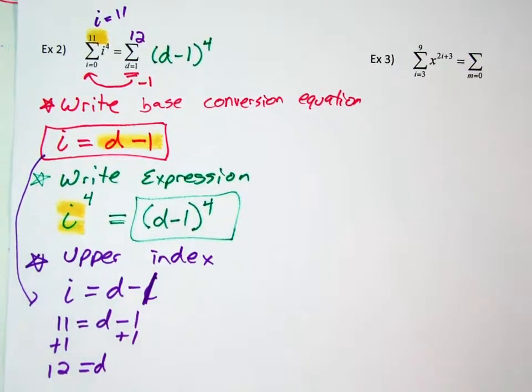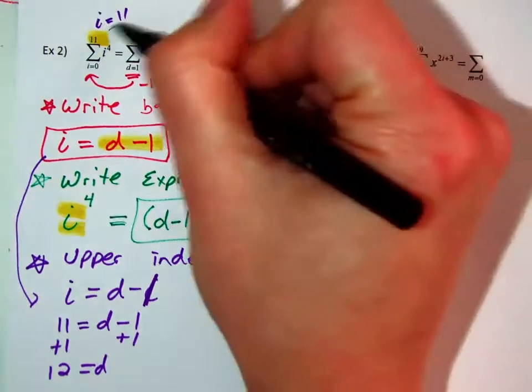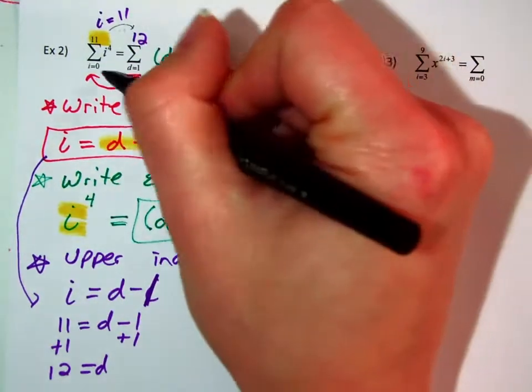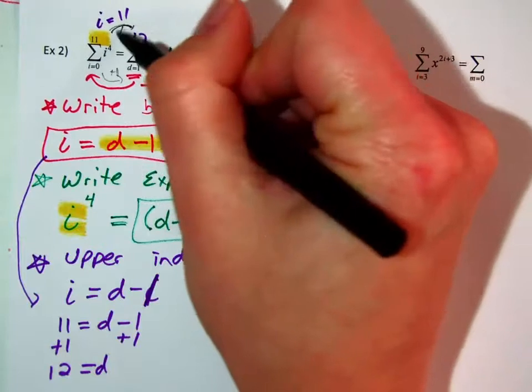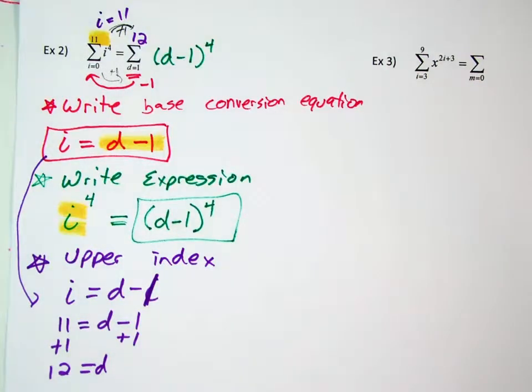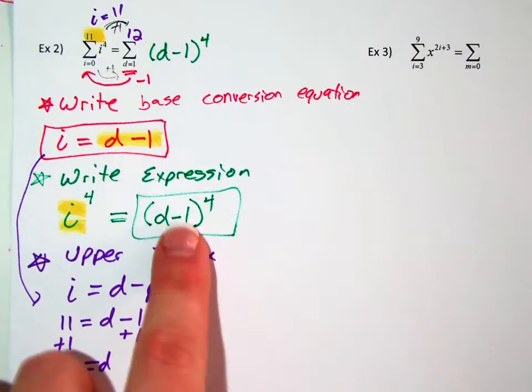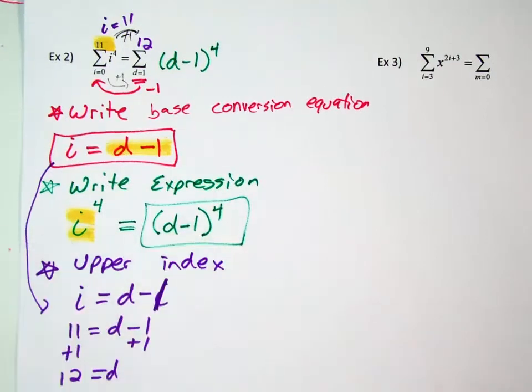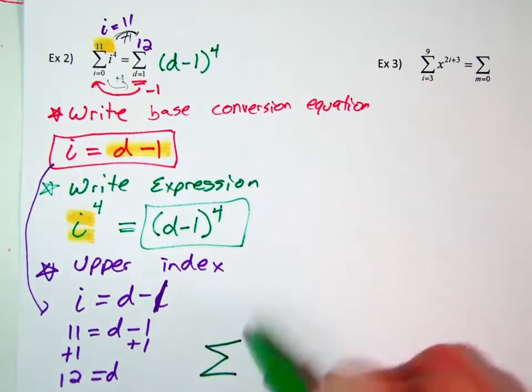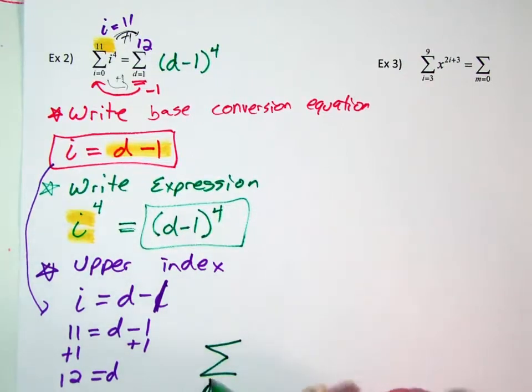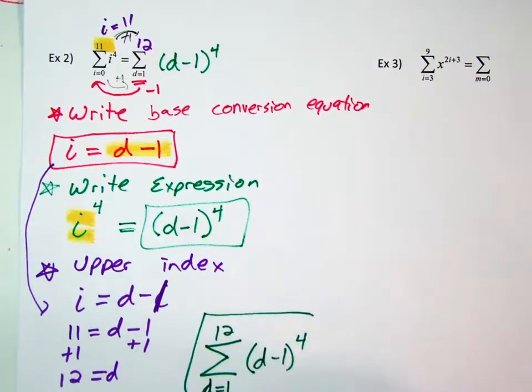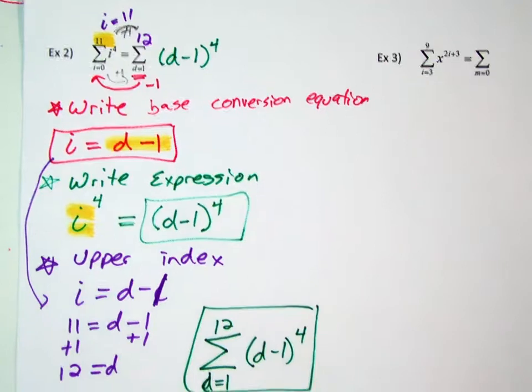Now I would definitely take another second here and double check to see that this actually works. So when I'm going from 11 to 12, we would have added 1, and we would do the same thing from 0 to 1. So that pattern stays consistent, which tells me that yes, this really was my base equation. So yes, this actually is my expression. So I can finally say that my answer is the summation from D equals 1 to 12 of D minus 1 to the 4th. So this is my new expression, my new summation with the new index.